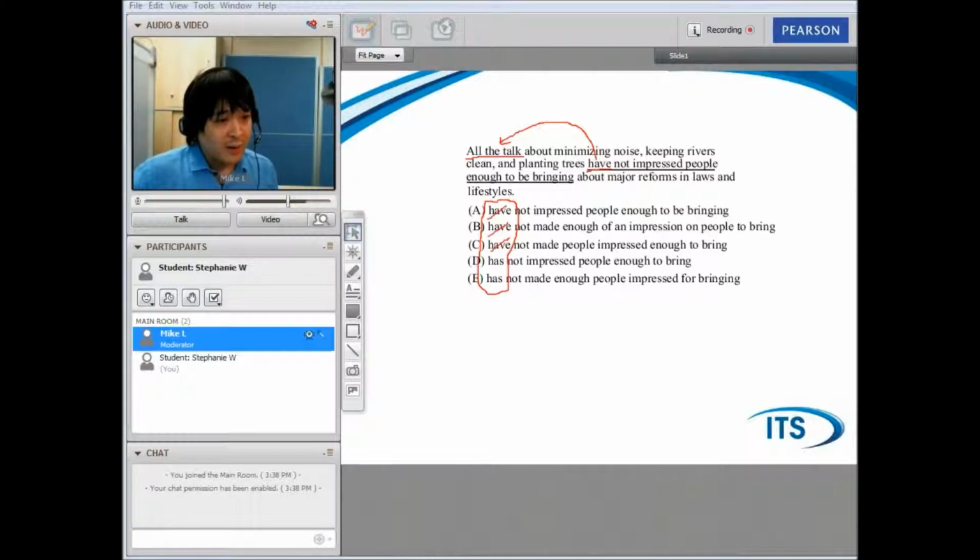Then we just have to compare D and E. "All the talk has not impressed people enough to bring." "All the talk has not made enough people impressed for bringing." Aside from "impressed for bringing" being a little bit awkward, E is a little bit more passive, and most people can see that we're going to choose D. But the main advantage here is that we've eliminated 3 of the 5 answer choices, and we only have to compare 2, making our job much easier. If we can identify the subject-verb error, that's the route we're going to go down.